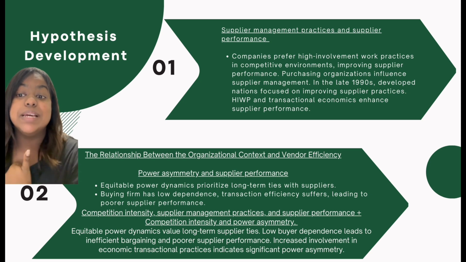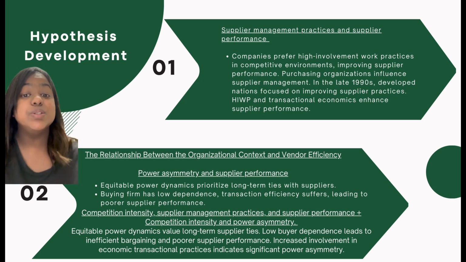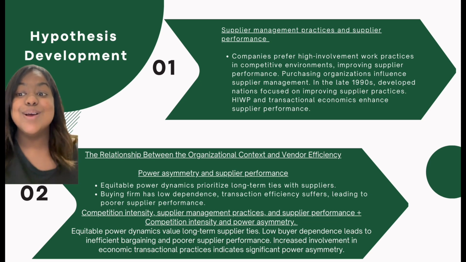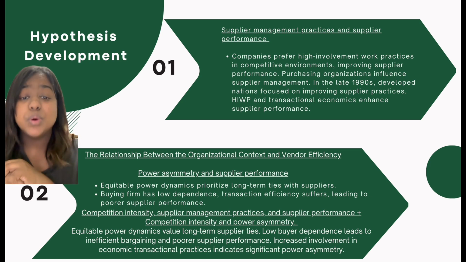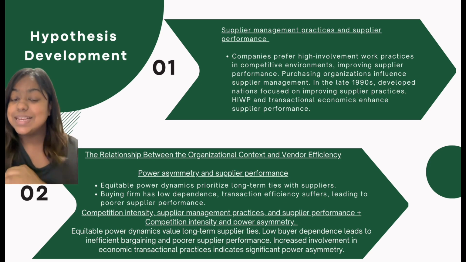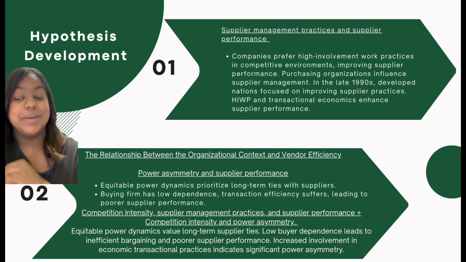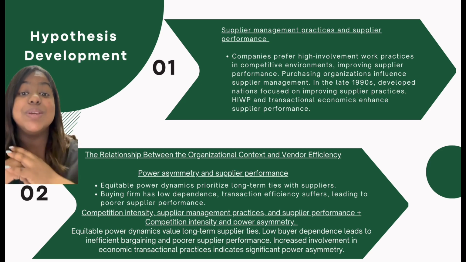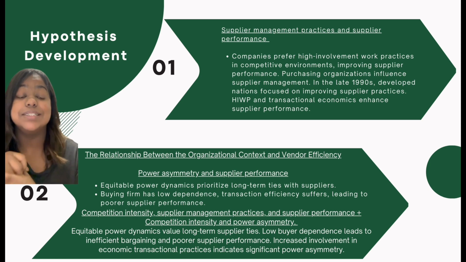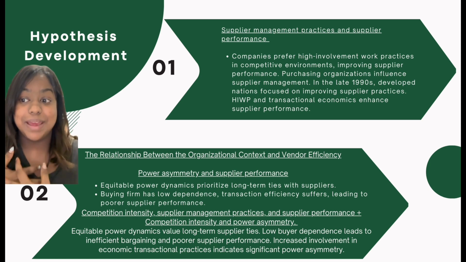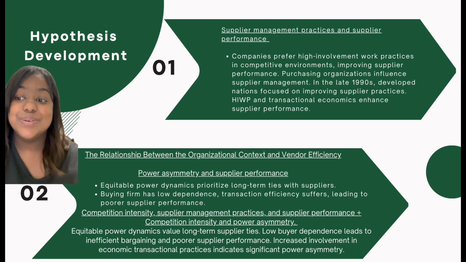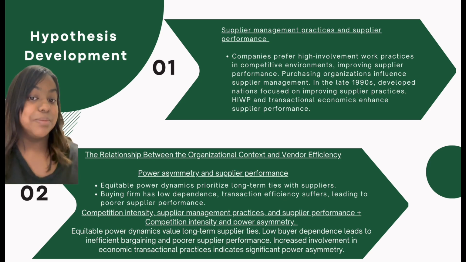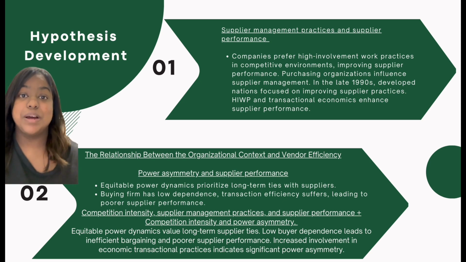First one is power asymmetry and supplier performance. Equitable power dynamics prioritize long-term ties with suppliers. If the buying firm has low dependence, transaction efficiency suffers, leading to poorer supplier performance. Next will be competition intensity, supplier management practices, and supplier performance. Equitable power dynamics value long-term supplier ties, and low buyer dependence leads to inefficient bargaining and poorer supplier performance. Increased involvement in economic transactional practices indicates significant power asymmetry.